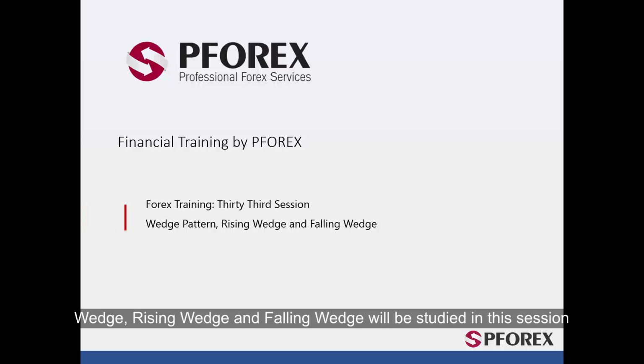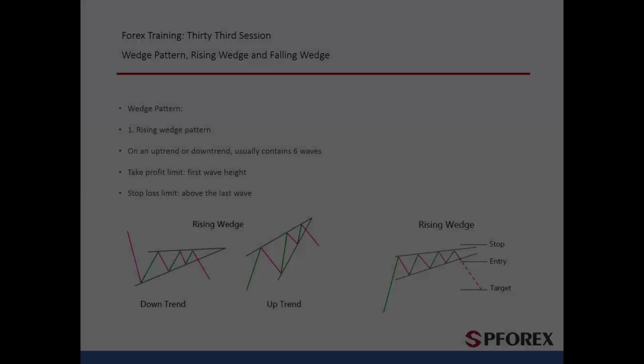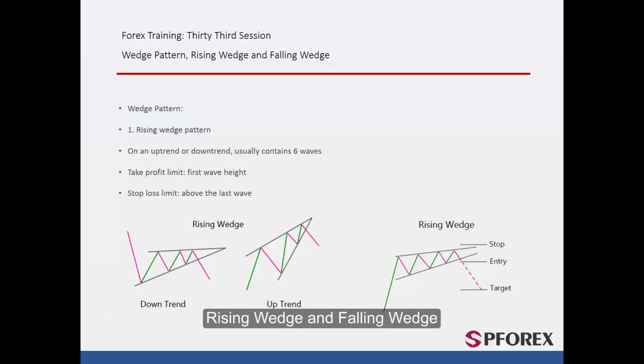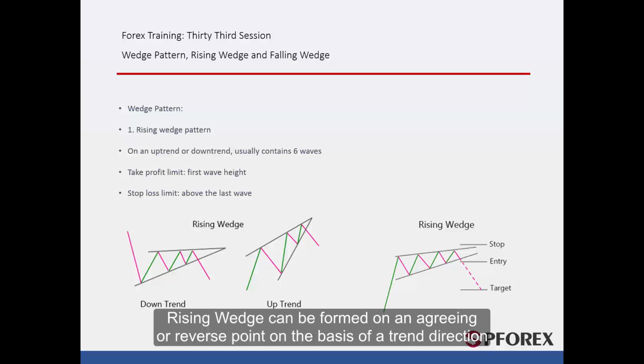Wedge, rising wedge and falling wedge will be studied in this session. Wedge. Wedge pattern is a continual and reversal pattern that has two types: rising wedge and falling wedge. Rising wedge. Rising wedge can be formed on an agreeing or reverse point on the basis of a trend direction.